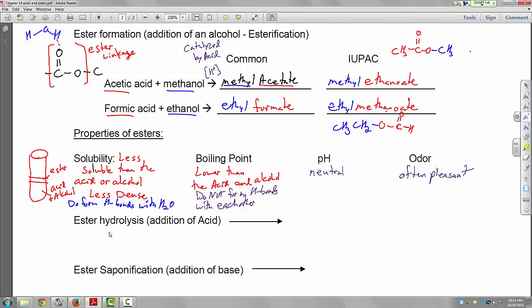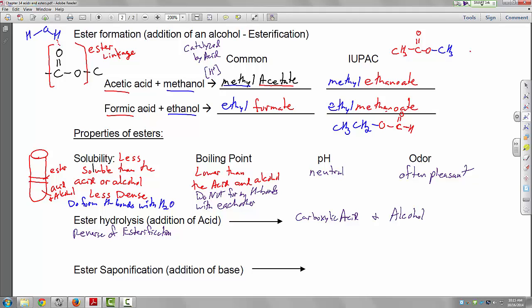So I'll put a hydrogen ion on the reaction arrow there. Ester hydrolysis is just the reverse. We're going to take this methyl acetate, split it apart, and we get acetic acid and methanol. So this is essentially the reverse of esterification. Ester hydrolysis will give us the carboxylic acid and the alcohol.